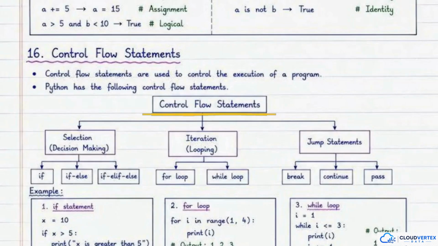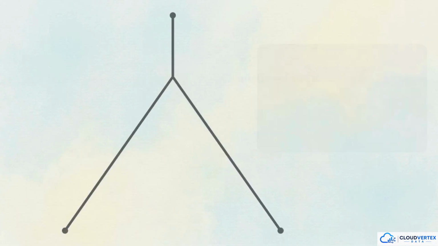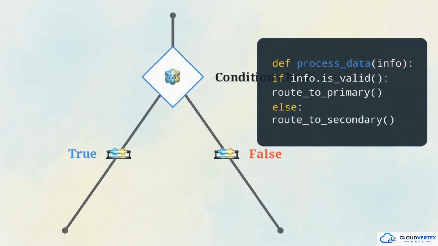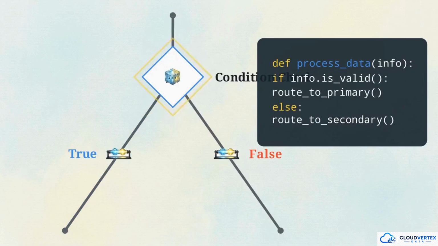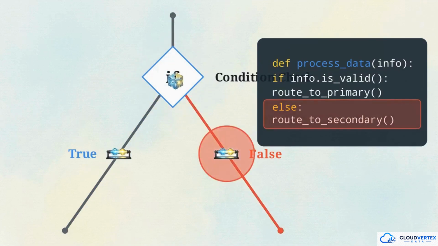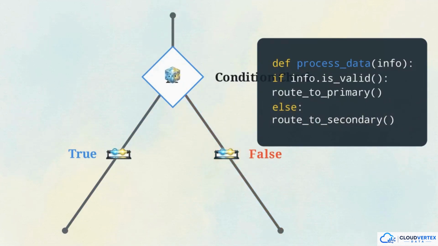This hierarchical diagram maps out how we route data through our program using control flow statements. On the left side, we have decision-making checkpoints. Using if, elif, and else statements, your code can evaluate a situation and choose to travel down completely different paths based on the information it receives.